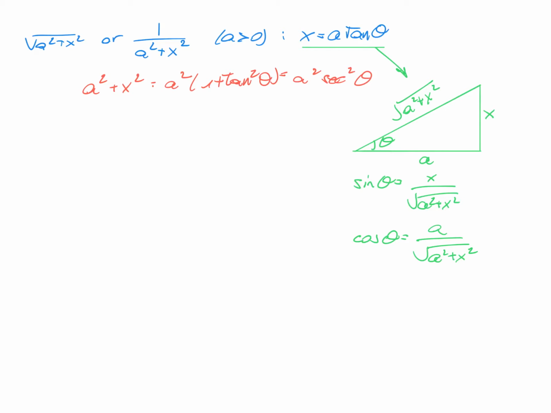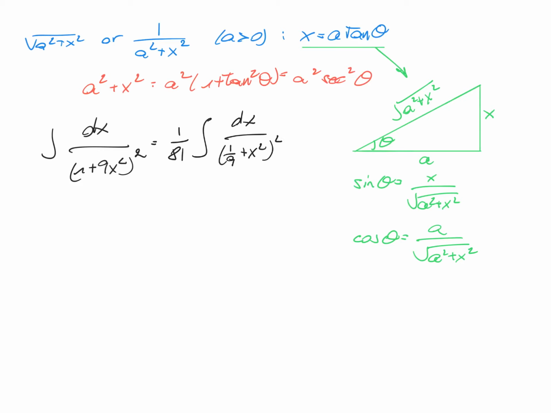Take, for example, the integral of dx divided by (1 plus 9x squared) to the power 2. To get this in the correct form, we first take out the 9 from below, so it's 1 over 81 times the integral dx, 1 divided by (9 plus x squared) to the power 2. And now we can do a substitution, so x will be 1/3 of tangent theta and dx is 1 over 3 times secant squared of theta d theta.